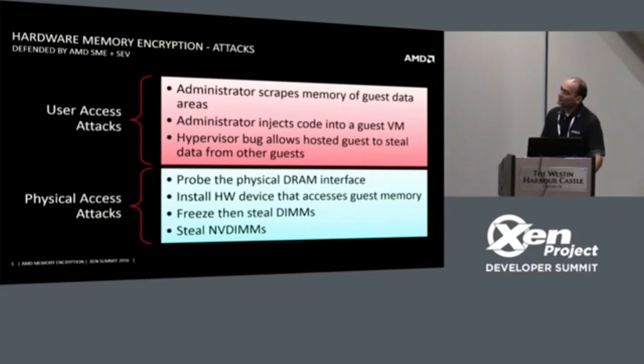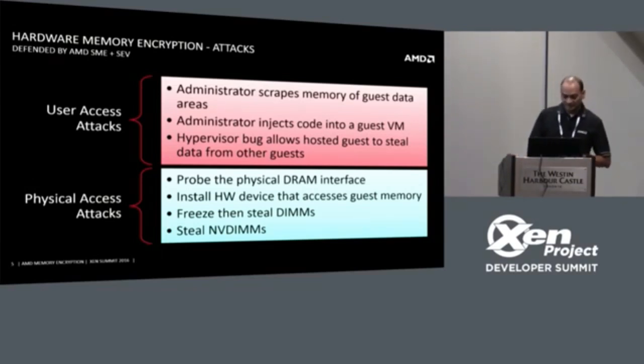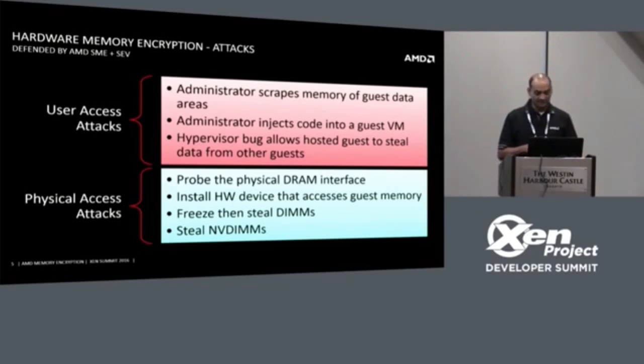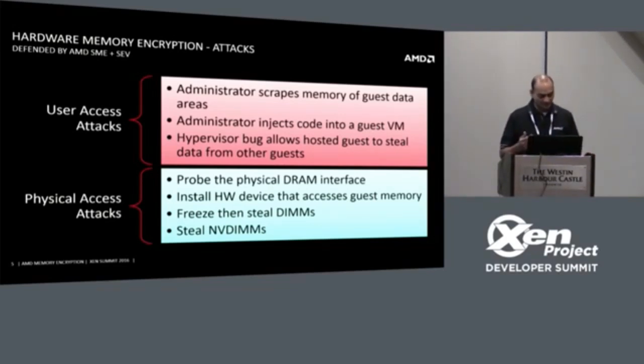There are two technologies available as a part of memory encryption. One is called SME, Secure Memory Encryption, and the other is called SEV, Secure Encrypted Virtualization. SME is the one which is going to help with the physical attack surfaces, for example probing the physical DRAM. The technology will help us against that attack.